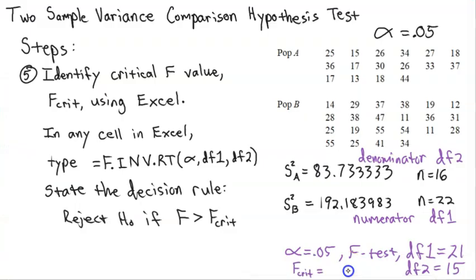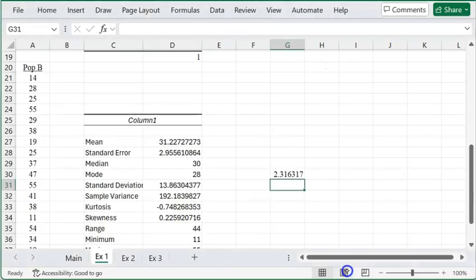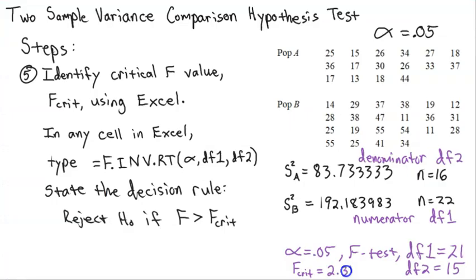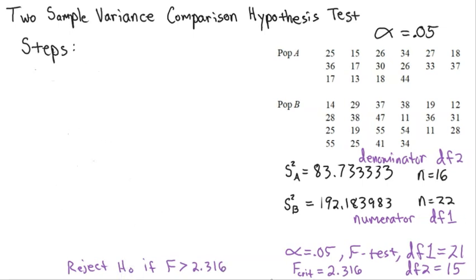F crit equals 2.316. That's step 5. Now let's go on to the last step. We can't forget to write the decision rule, which is going to be reject H sub 0 if F is greater than 2.316. All right, the last step is step 6, and that is calculate the F statistic and make a decision.